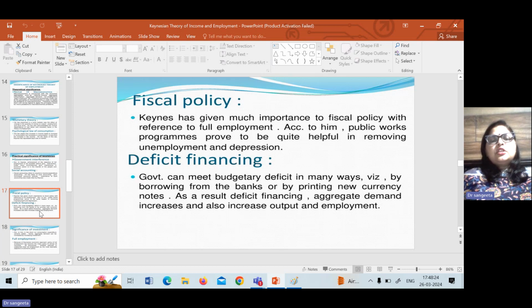And next is deficit financing. The government can meet a budgetary deficit in many ways, like by borrowing from the banks or printing new currency notes. As a result of deficit financing, aggregate demand increases, and output and employment also increase.